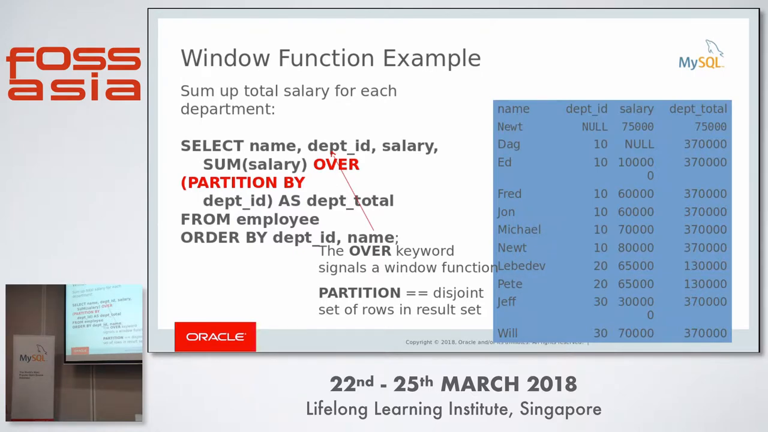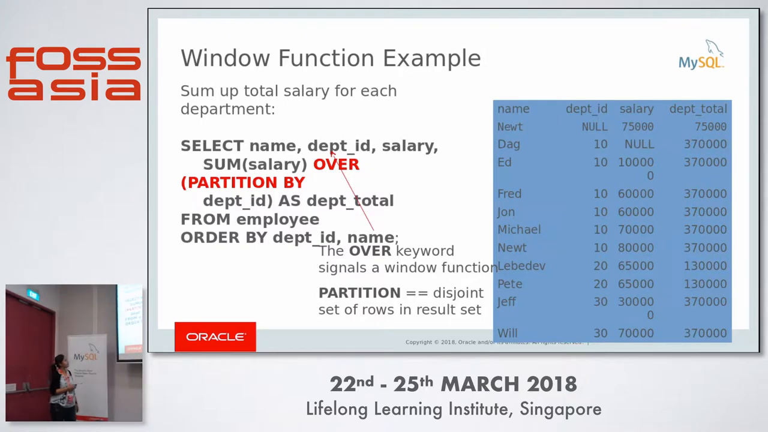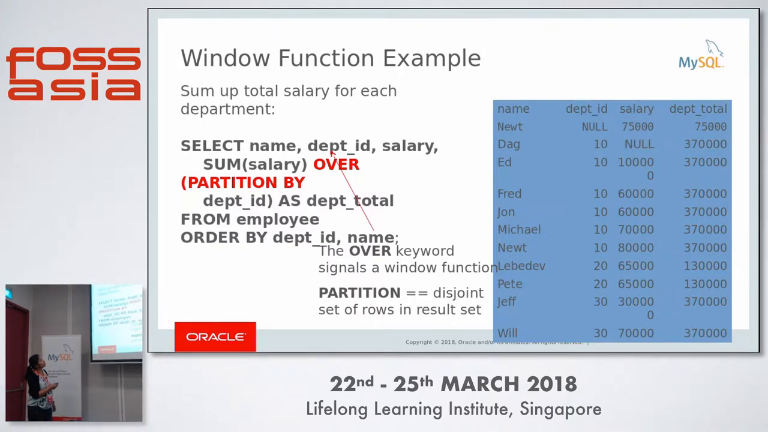As you see here, I'm just doing a select name, department ID, salary, and I have sum of salary as department total from employees and order by. So how does a windowing function differentiate itself from a regular grouped aggregate? You have to specify this OVER clause. The moment you specify an OVER clause here, that means you are going to treat the sum of salary as a windowing function.